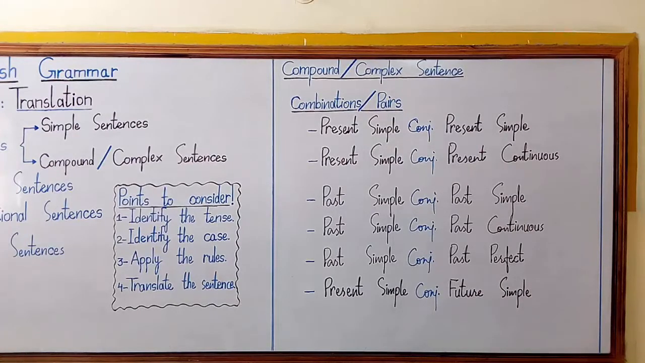Okay? So the first combination, very renowned and very common, is present simple, conjunction, present simple. For example, I gave you an example just 2 minutes ago. I eat a lot but I do not get fat. Or another example, I eat a lot because I do not get fat. So you can see that before the conjunction there is present simple, after the conjunction there is present simple.